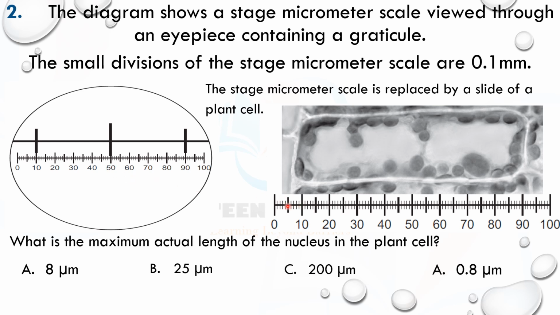So look at it, guys. Remember, what we're looking for is the maximum actual length of the nucleus in the plant cell. Where is the nucleus here? The nucleus is at the edge. All of these are the chloroplasts. This white space here is the vacuole. The vacuole pushes both the nucleus and the chloroplasts to the edge, so that the chloroplasts can absorb more light, but the nucleus is at the periphery.